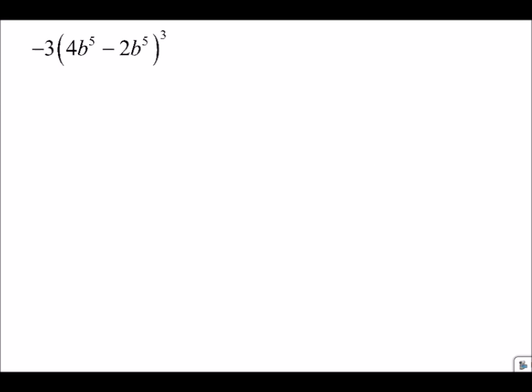Let's look at the following example. This is a little bit more complex, and remember the laws of BEDMAS.